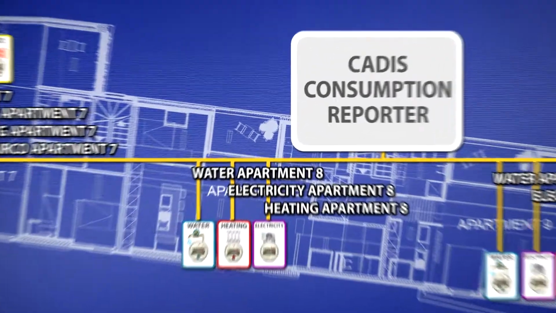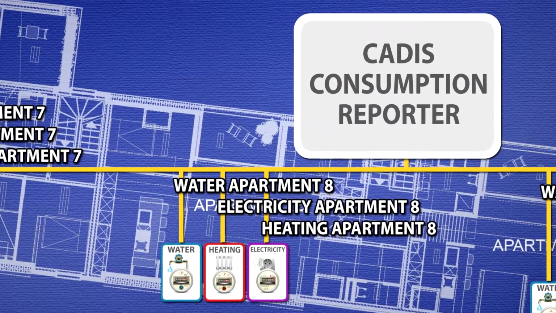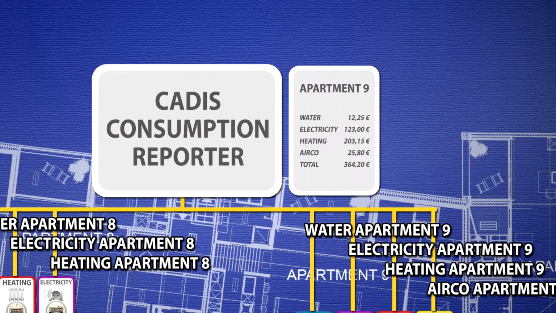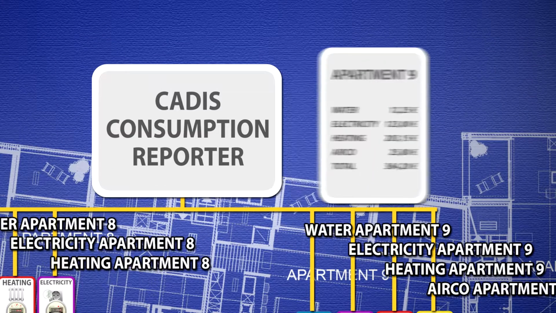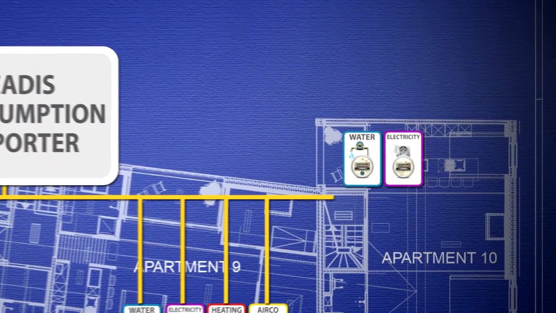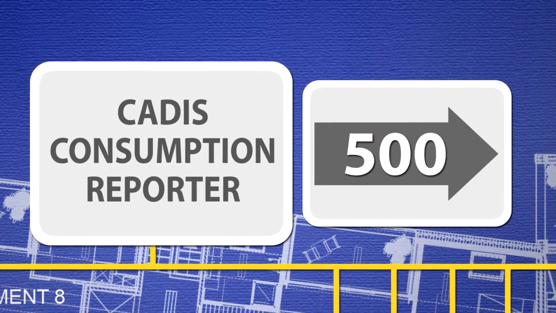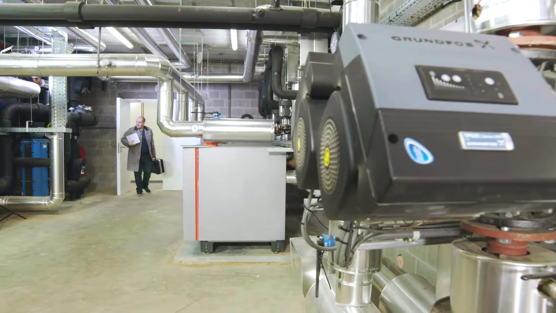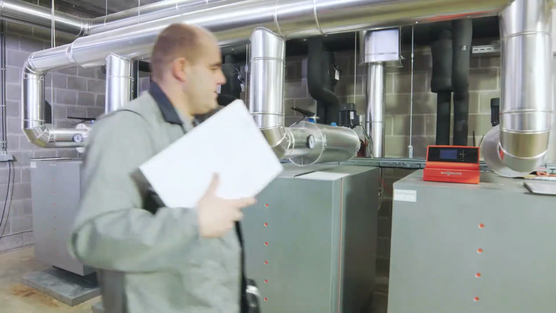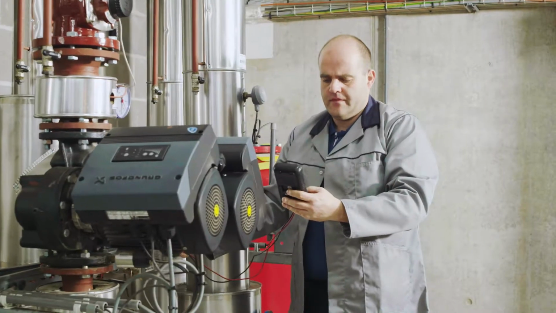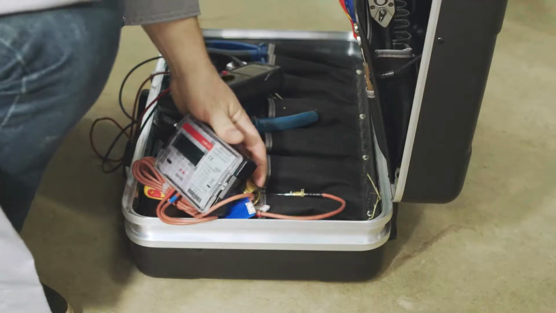For instance, Apartment 8 electricity meter. This list of matching names is also included in the report. It is always possible to manually add consumption meters afterwards. One Cadis Consumption Reporter is able to record 500 consumption meters. The clear naming of the consumption meters allows a service technician to quickly locate and resolve a defect.